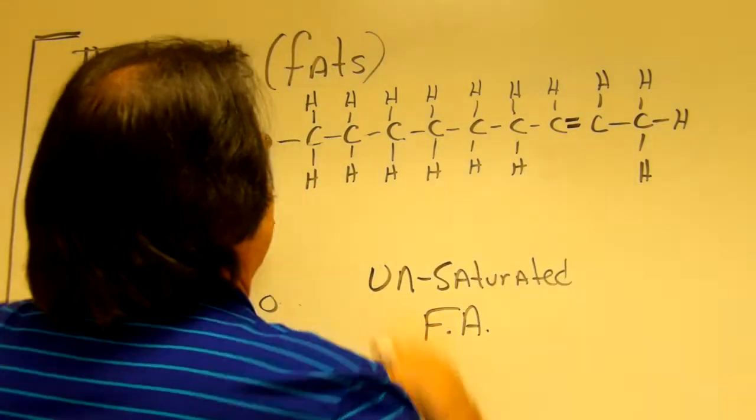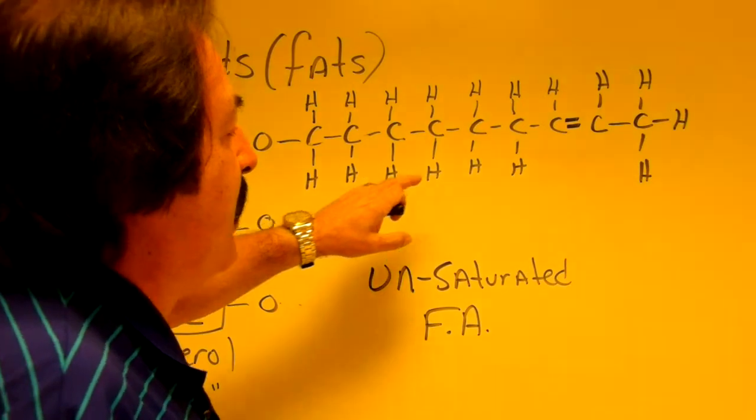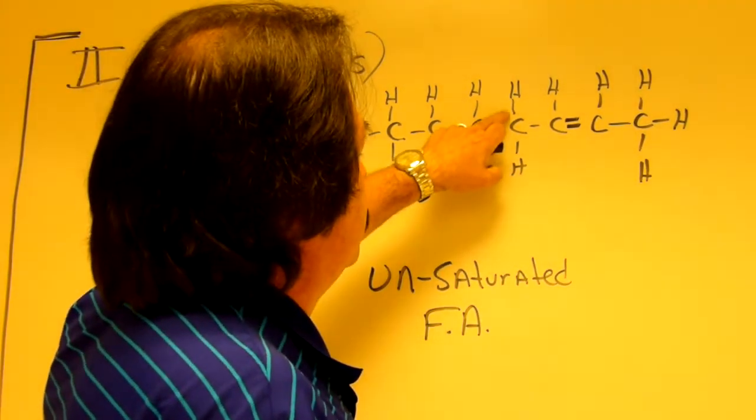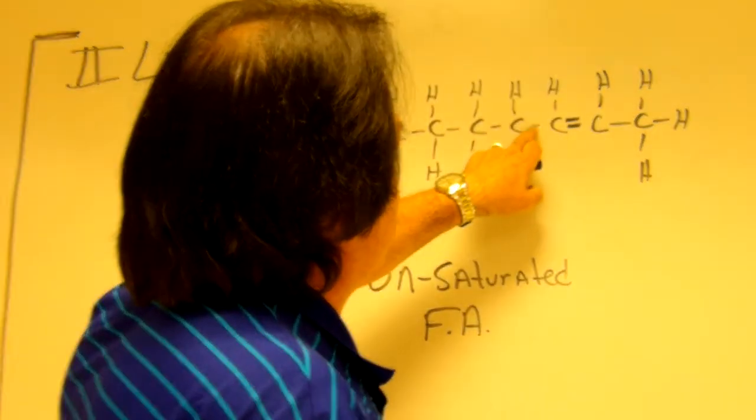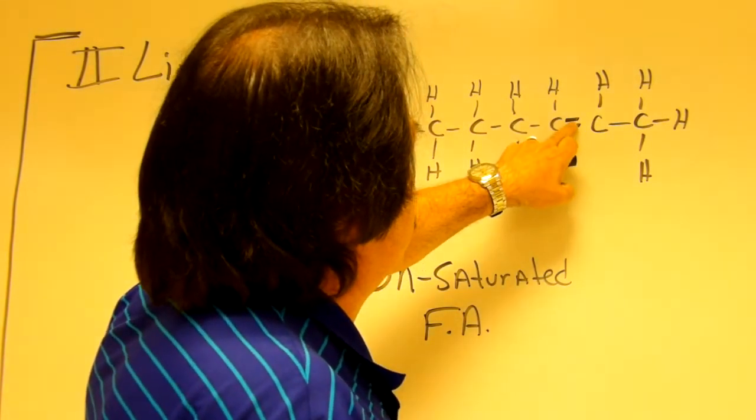So when I say, does every carbon have 4 bonds around it? This one has 1, 2, 3, 4. This one has 1, 2, 3, 4. This one has 1, 2, 3, 4.